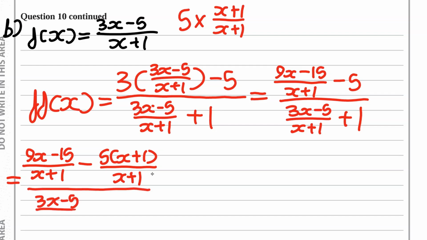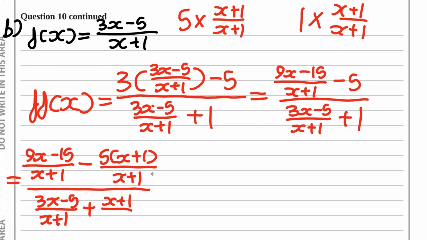3x minus 5 over x plus 1, and then this is plus 1, but again we're going to multiply this 1 here by x plus 1 over x plus 1, so this is just going to be x plus 1 over x plus 1 like this here. And again, the denominators are the same, so we can combine these fractions. So this is going to be equal to, in the numerator, 9x minus 15, and now we can combine this with this numerator here because the denominators are both x plus 1.